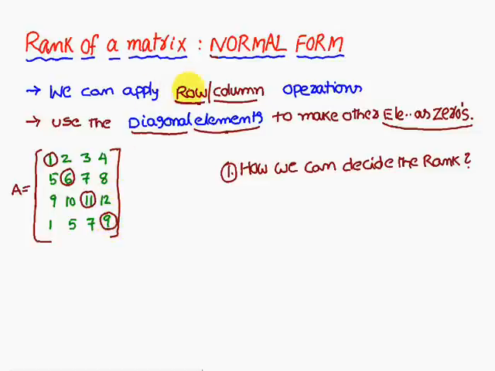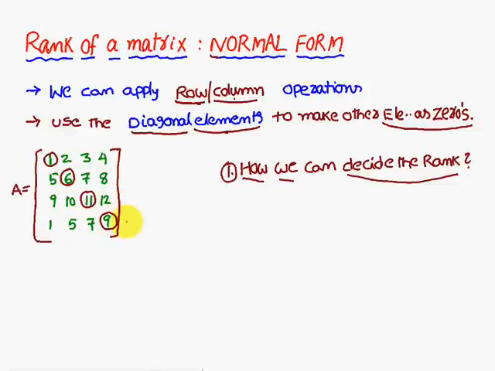Okay, you can apply both row and column operations. Now our question is how we can decide the rank of a matrix. In the echelon form, how did we decide the rank of the matrix? The number of non-zero rows gives the rank of the matrix. Then in the normal form, how are you going to decide the rank of the matrix?